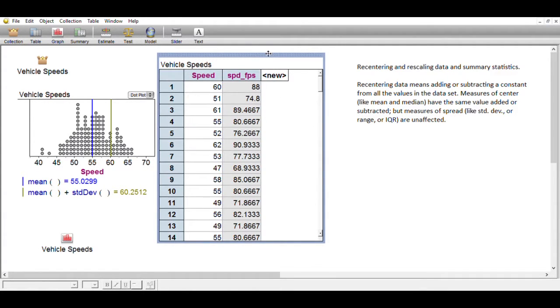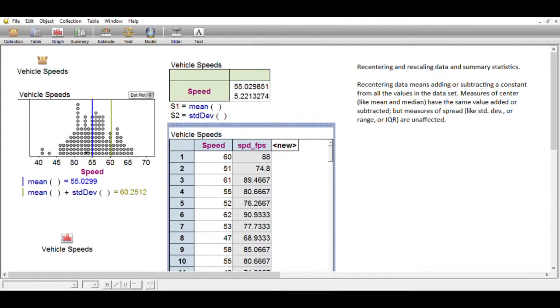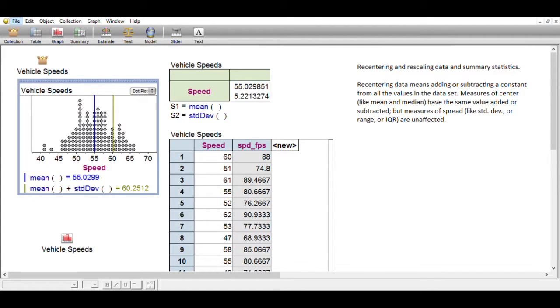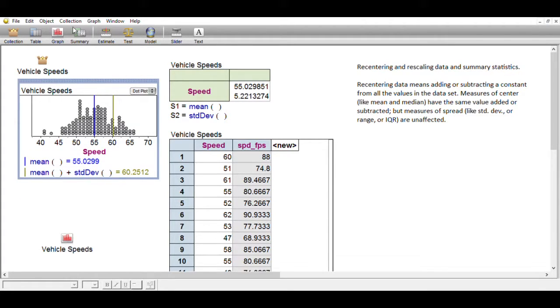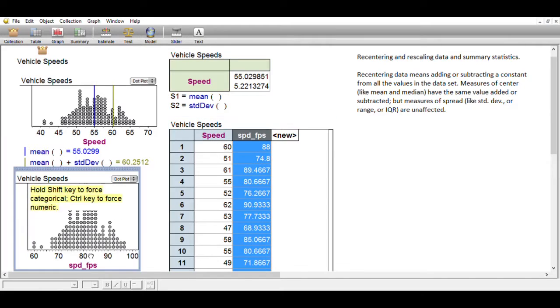So what will happen if I plot speed in feet per second instead of speed? What will happen to the mean and standard deviation? Can I copy this? No, I can't copy this. I have to make a new graph or write over it. Let's make a new display. So let's make a new graph, and we'll put speed in feet per second on this one.